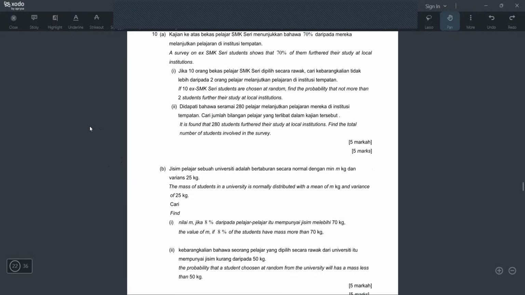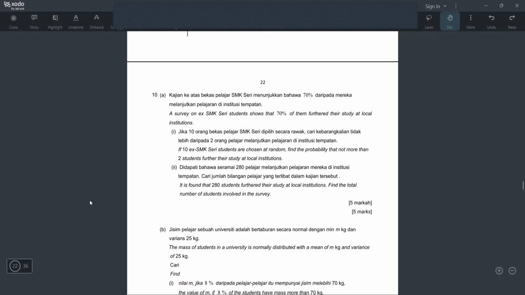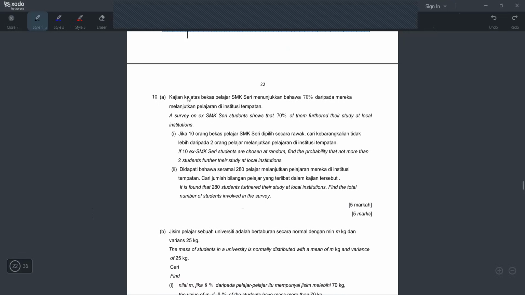Okay, now we are at question number 10. So let's continue. Okay, we baca soalan first. I think I will do my working here. Okay, all right. So 10A, a survey on ex-SMK series students show that 70% of them furthered their study.